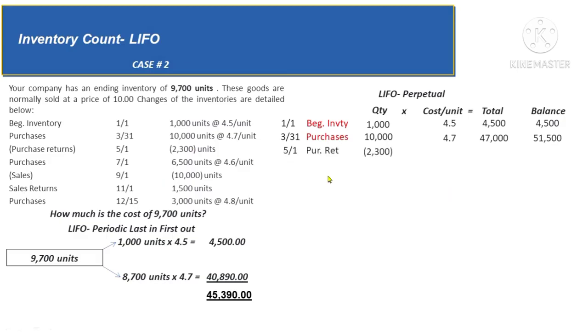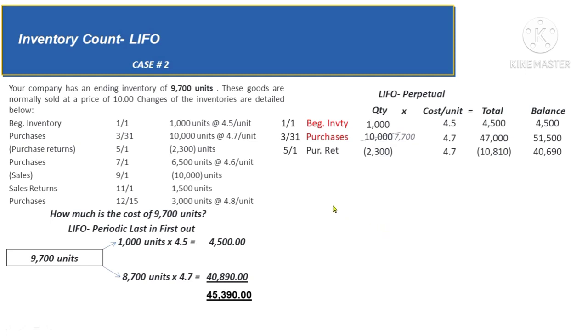Remember, in this problem on 5.1, there is a purchase return of 2,300 units. So the problem is again the cost per unit. Again, the assumption is not changed. These returns came from the latest purchase, which is this one. So we have to put here the 4.7 and we have to get the total of 10,810. Since this is a purchase return, let's deduct this from the 51,500 and we will have a running balance of 40,690. Again, these 10,000 units, because of these returns, will be updated to 7,700 units.